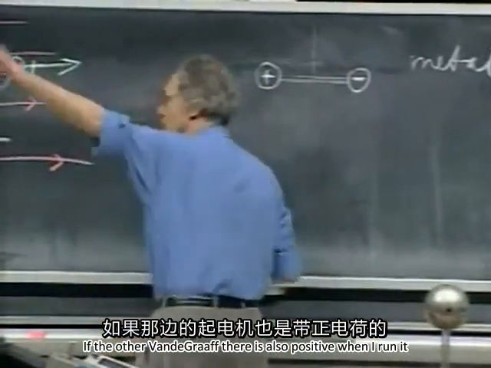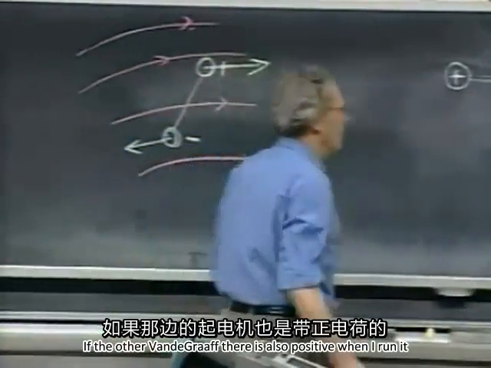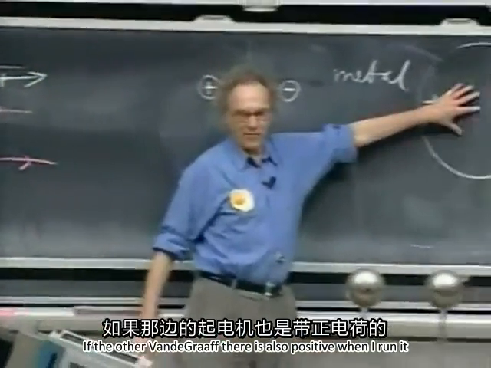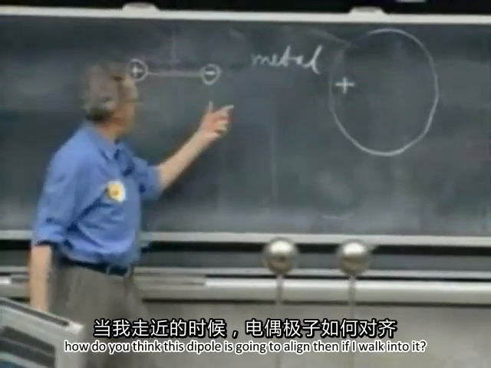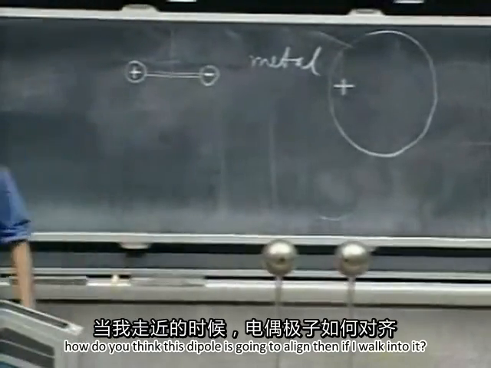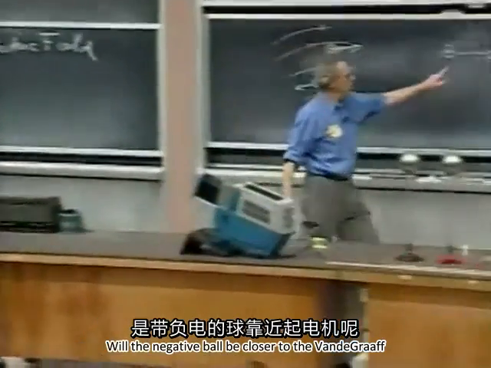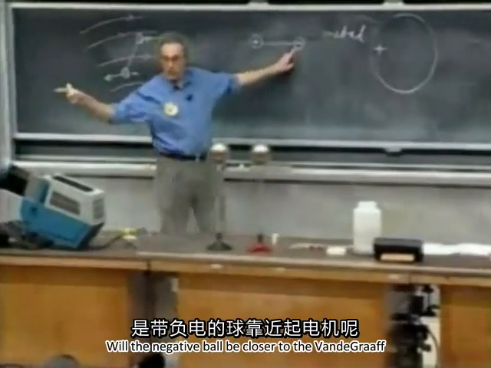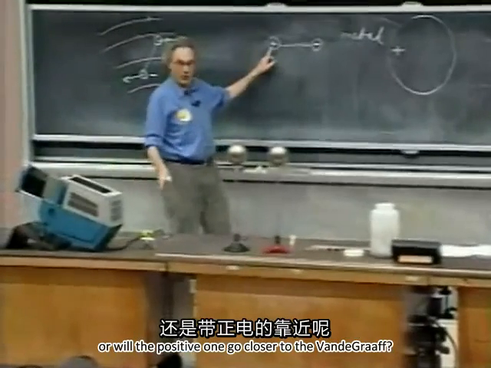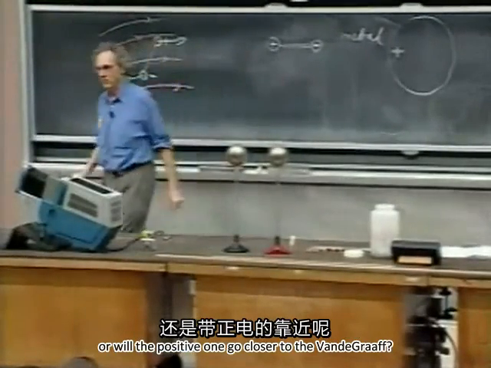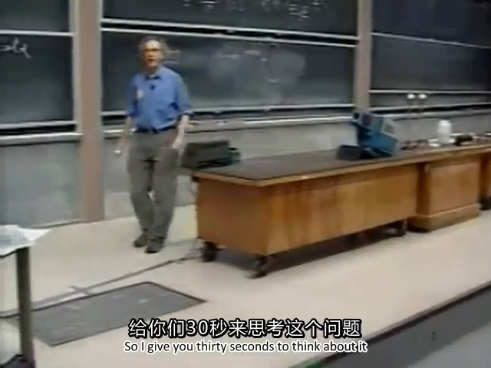If the other Van de Graaff there is also positive when I run it, how do you think this dipole is going to align if I walk into it? Will the negative ball be closer to the Van de Graaff, or will the positive one go closer to the Van de Graaff? I give you 30 seconds to think about it.